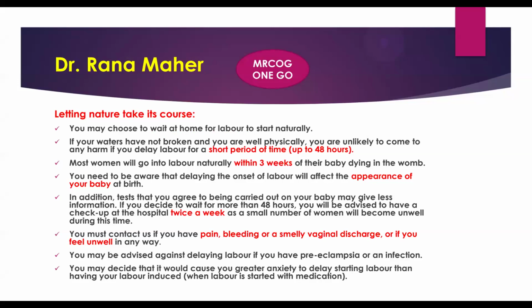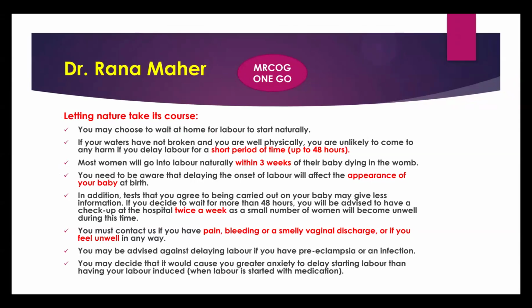So the two options for the vaginal birth: the first will be letting nature take its course. So natural birth, we will not give the patient anything. You can choose either to wait at home for labor to start naturally, and then to come to the hospital. Usually, most patients will start labor within 48 hours. Sometimes it will take a longer time, but by the end, it will be within 3 weeks. Okay?